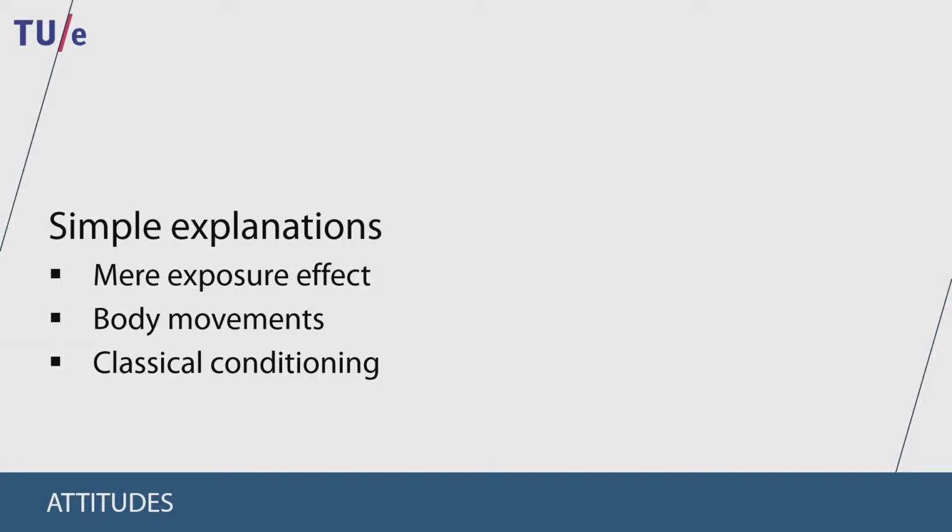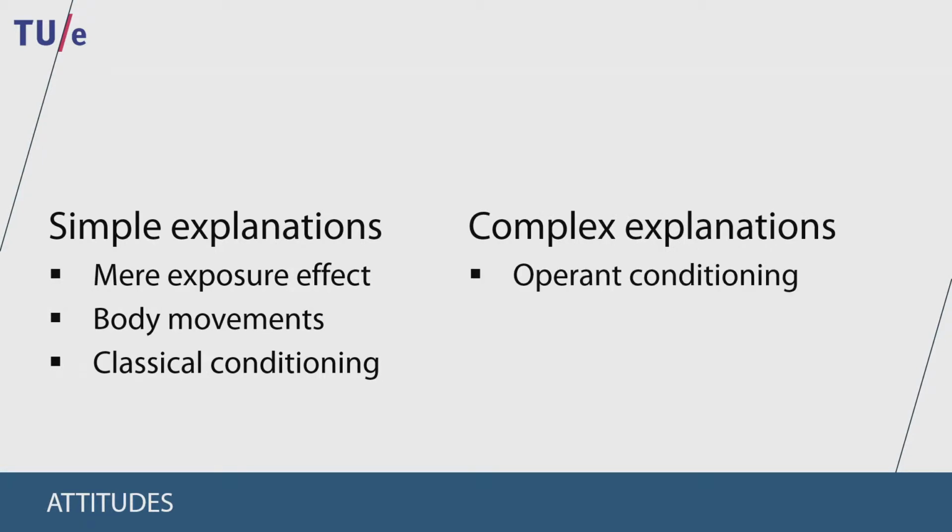The other category of explanations of how attitudes work are complex explanations. For example, operant conditioning is influencing a person's attitude by punishing or rewarding a certain behavior. Social learning refers to how we look at other people. If another person is punished for a behavior, we tend to form negative attitudes towards that behavior, whereas we form a positive attitude if the behavior is rewarded.